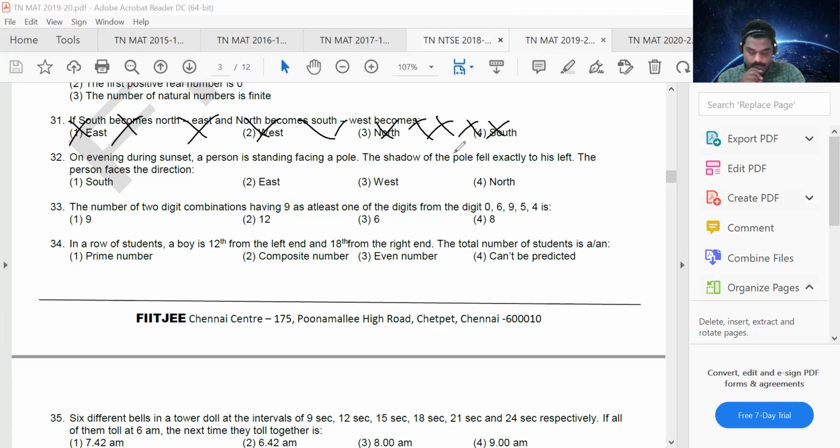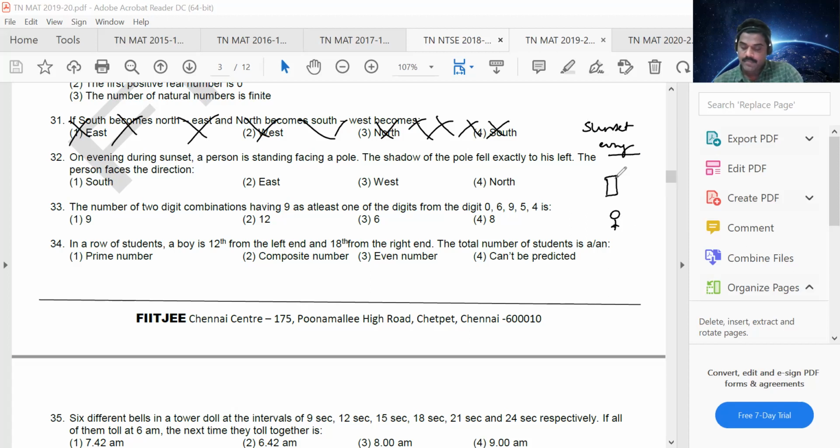Okay, moving on. In the evening during sunset, a person is standing facing a pole. So this is sunset. Sunset is in the evening always, remember? A person is standing facing a pole. So there are no two people, only one person and one pole. The shadow of the pole fell to his left.